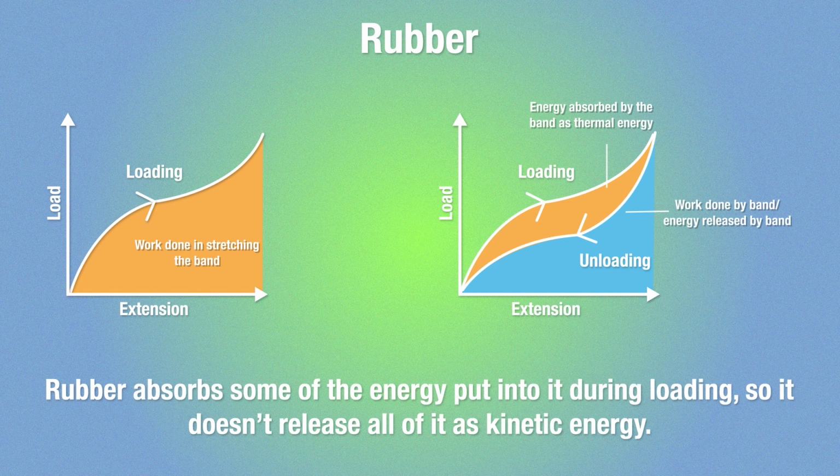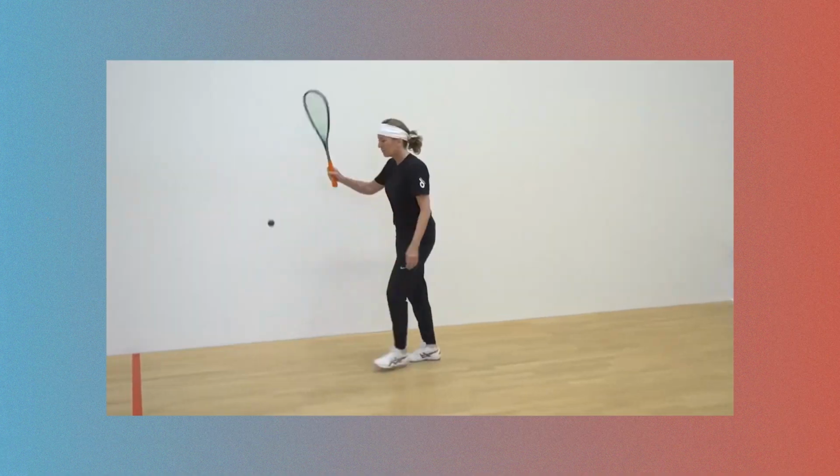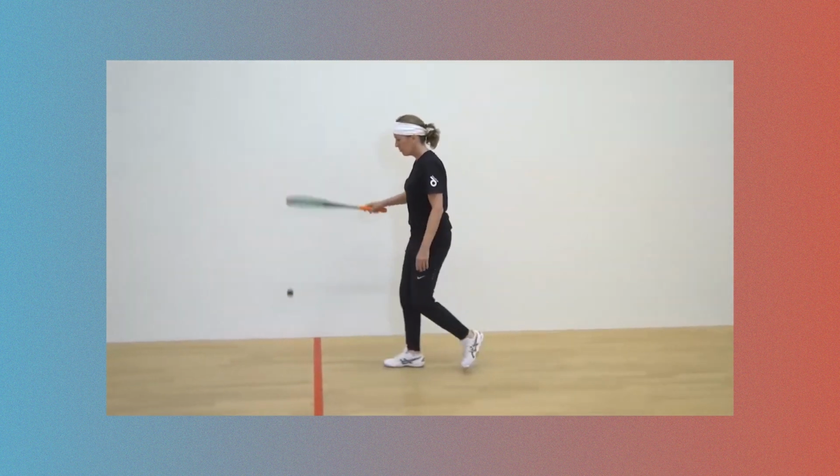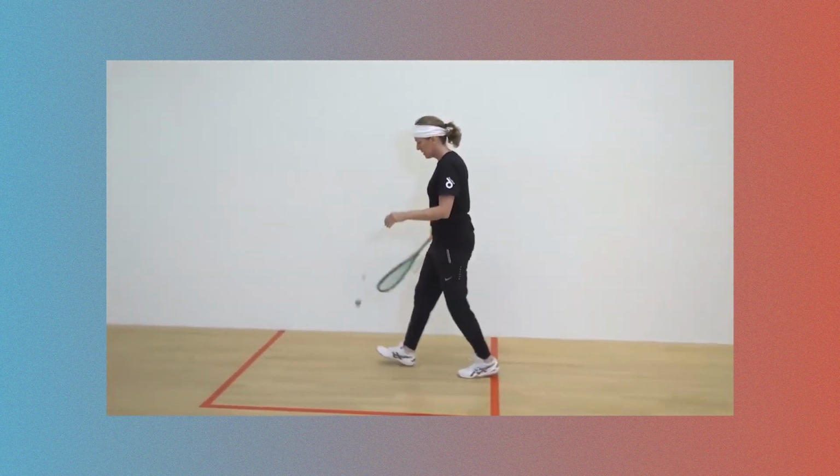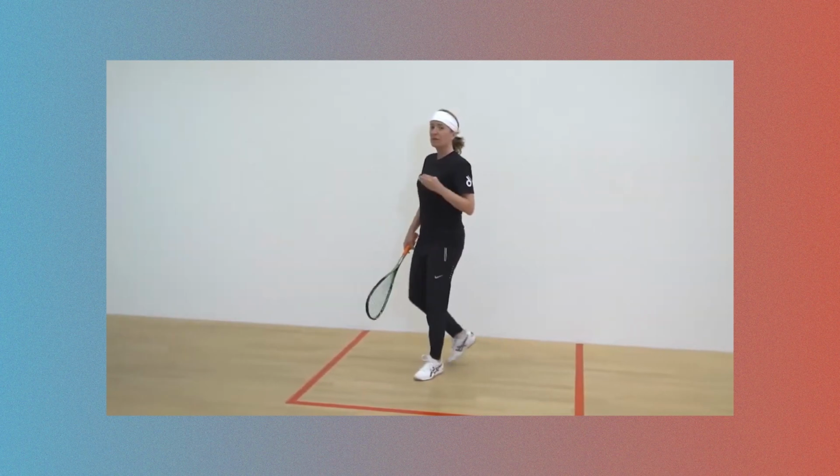The reason for this has to do with rubber's internal molecular structure. Rubber absorbs some of the energy added to it as elastic potential energy and only releases a part of it as kinetic energy. That's why constantly stretching and unstretching rubber can cause it to heat up, something squash players are really familiar with. Alright, last example, promise.